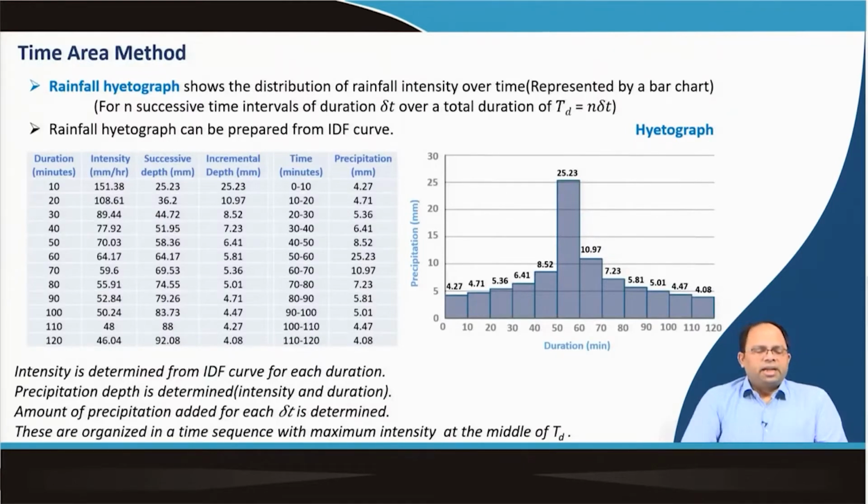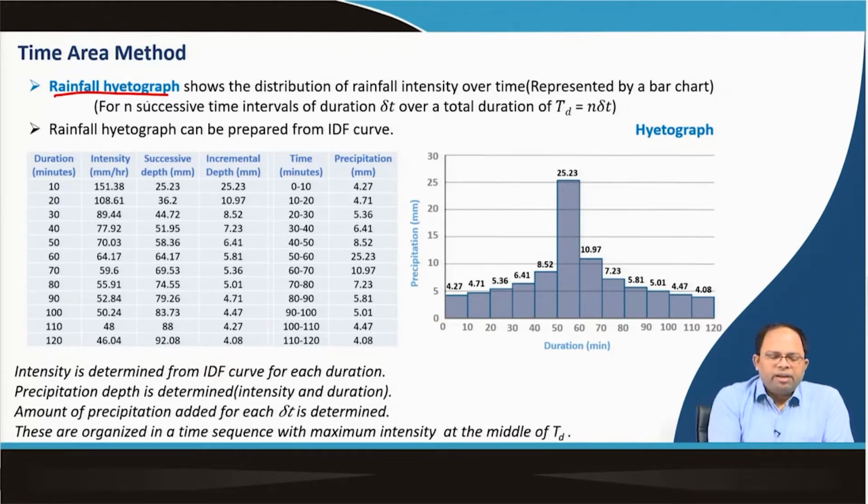So, the next method that I will discuss is the time area method, where we develop a rainfall hyetograph, and this hyetograph is actually used to create a runoff hydrograph eventually. So, rainfall hyetograph shows the distribution of rainfall intensity over time. If you remember the rational method, we discussed that there are different intensities during a rainfall event, because a rainfall event doesn't happen for 6 hours at the same intensity; the intensity of rainfall is not the same throughout. So, there is different intensity during the entire event. So, that is not considered.